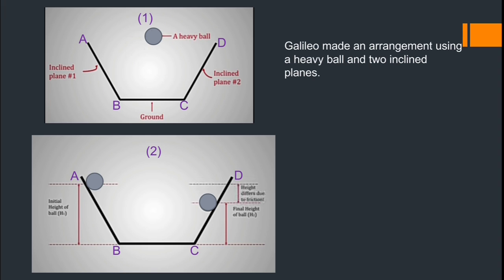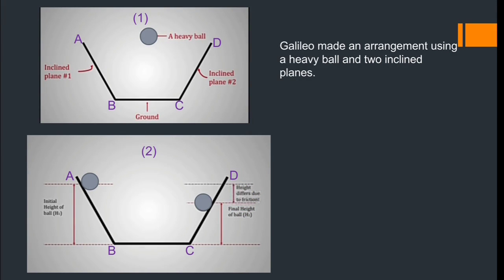Now what Galileo observed was that when he leaves the ball at a certain height h1 from the plane AB, then while climbing on the plane CD, the speed of the ball goes on decreasing, and it does not attain the same height h1 from which it is left. You can see from this figure that it attains only a height h2 on the plane CD.